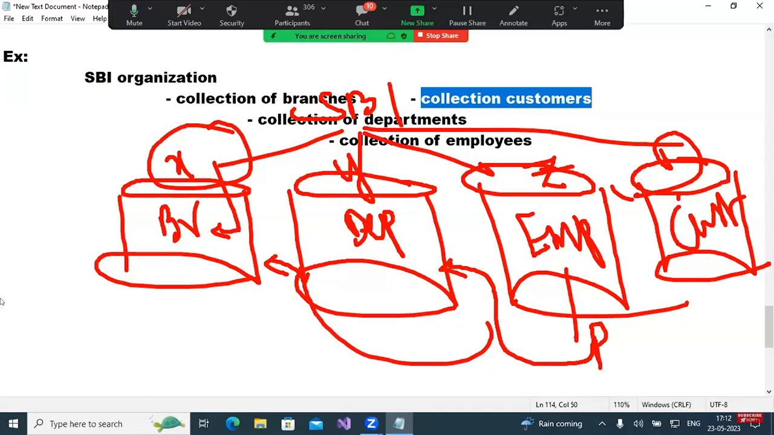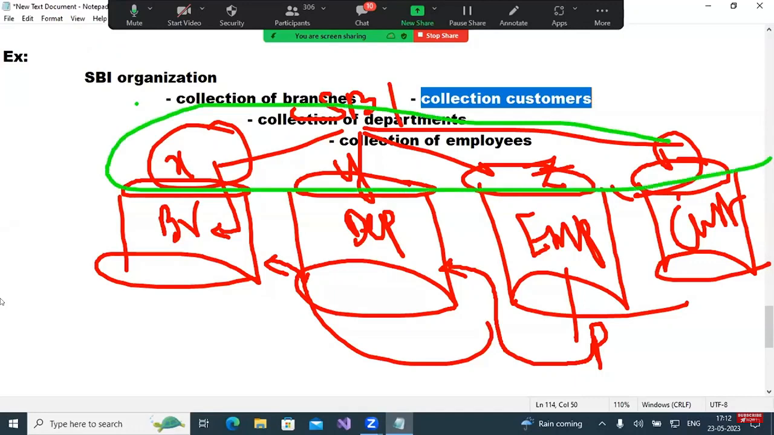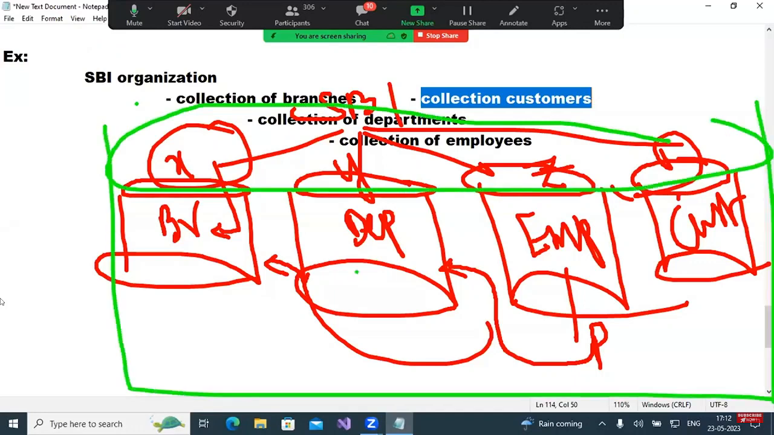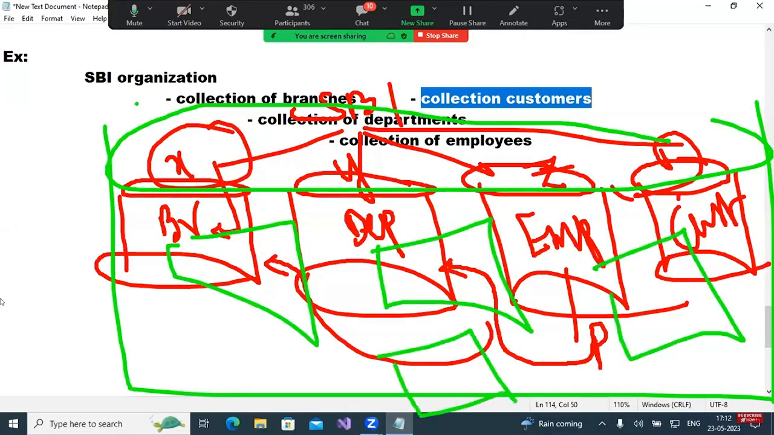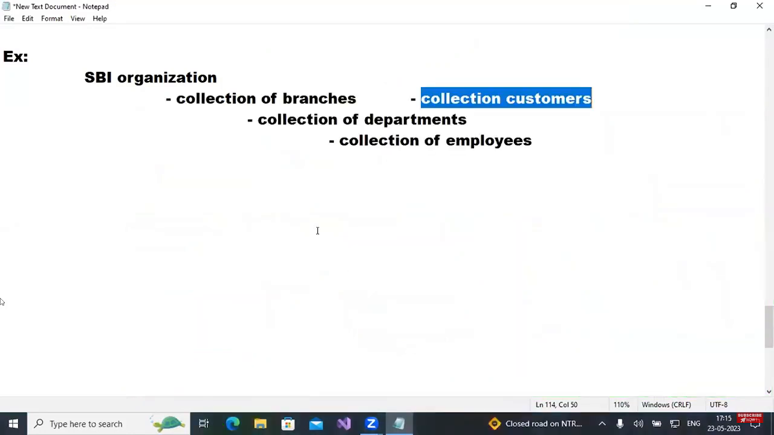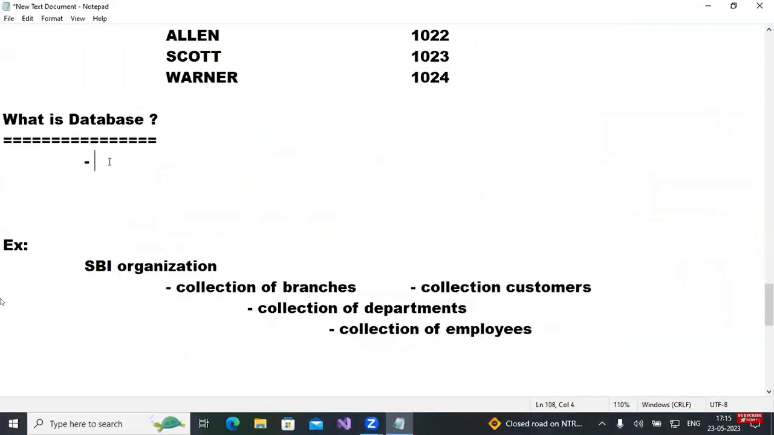That's why people say that instead of creating a number of database applications, they create one application. In that one application, you keep all the tables. That's why we call a database a collection of tables. Understand now? So this is the meaning of interrelated. Write down below.